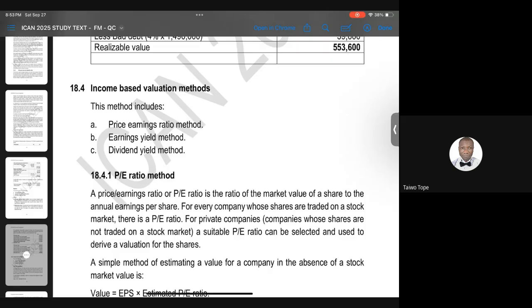So price earning ratio represents the ratio of share price to earning per share. Price earning ratio is often used to value companies with an established profitable history. Yes, because this method is used to achieve valuations for quoted companies.